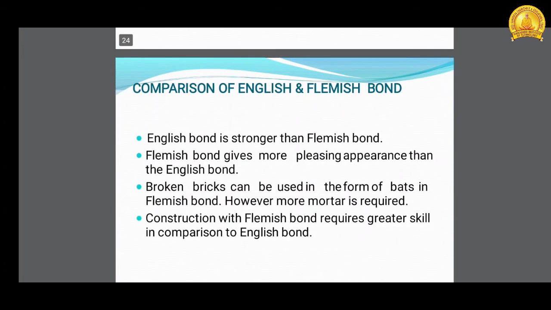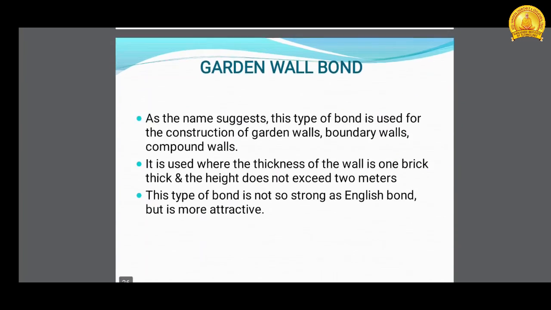And comparison of English and Flemish bond. English bond is stronger than Flemish bond. Flemish bond gives more pleasing appearance than English bond. Broken bricks can be used in the form of bats in Flemish bond. However, mortar required is more in Flemish bond. Construction with the Flemish bond requires greater skill. Skilled labours are required.